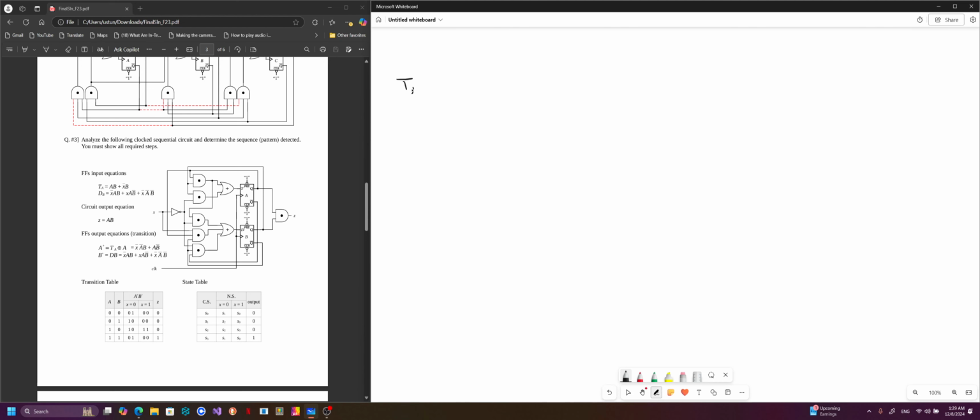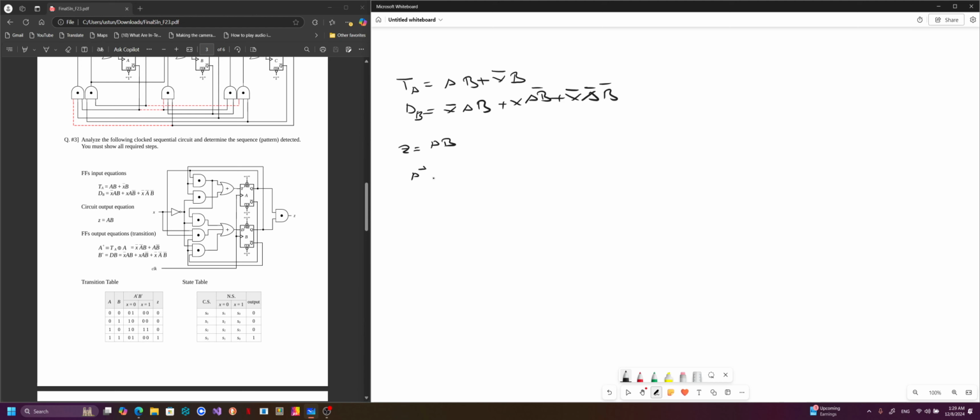So TA equals A, B, or not X, B. And DB equals not X, A, B plus X, A, not B plus not X, not A, not B. And the output is going to be A and B.